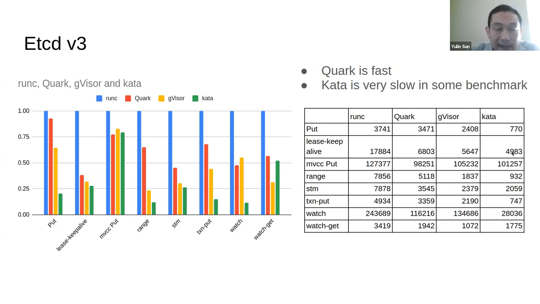Similar thing for etcd: Kata is the slowest, gVisor is better, and sometimes it's still better than Quark, but the majority of the time Quark is faster. So far for gVisor, sometimes it's better than Quark. We have had no time to do deep tuning, but we think that for any optimization gVisor can do, Quark can do it as well. So in the future, we can close this gap.